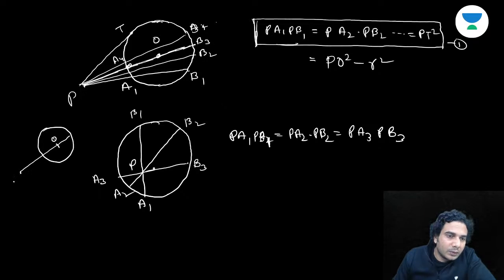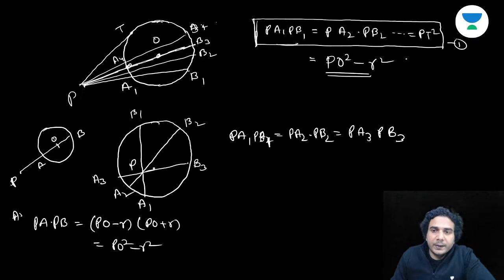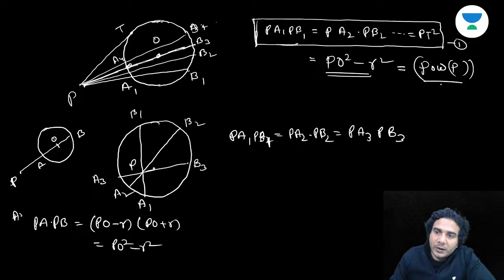So this is O, PA into PB. I'll prove it here. PA into PB: PA can be written as PO minus R, and PB can be written as PO plus R, right? So it's very simple. PO square minus R square, right? So these values are basically equal to PO square minus R square, and this PO square minus R square is called power of point. This is what I was adding to this, power of point P. PO square minus R square is called power of point P. Now is it okay?